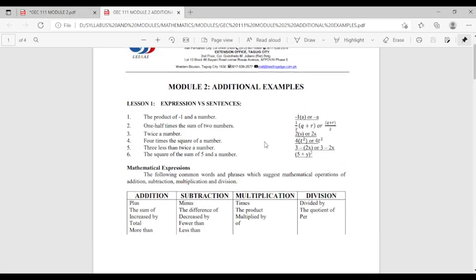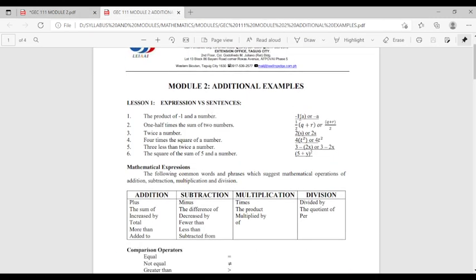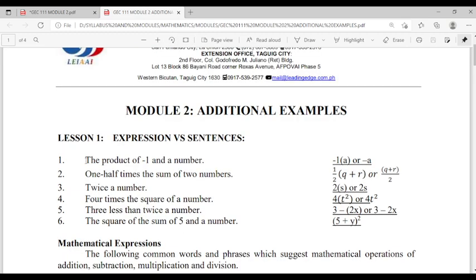Another example, we have this. Can you review your expression versus sentences? So we have here, this shows the product of negative 1 and a number. It is like this: negative 1 times A, or to simplify, negative A. So this sentence shows this mathematical expression.